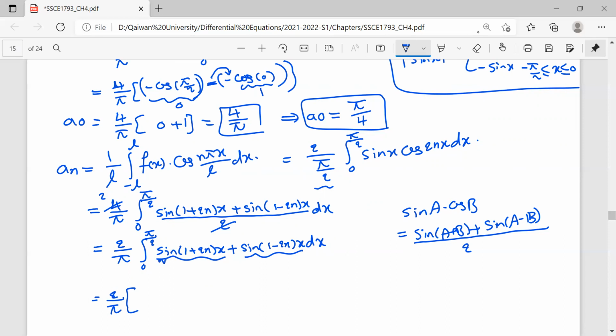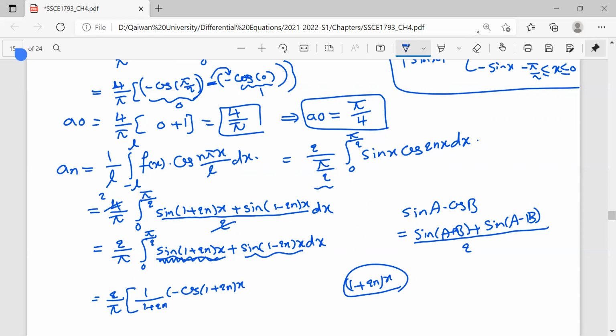But here, we must have the derivative of the angle. The angle is (1 plus 2n)x, and its derivative with respect to x is 1 plus 2n. We must have 1 plus 2n, so we multiply by 1 plus 2n and divide by 1 plus 2n. We get 1 over 1 plus 2n times minus cosine (1 plus 2n)x. This is the integration for the first part.